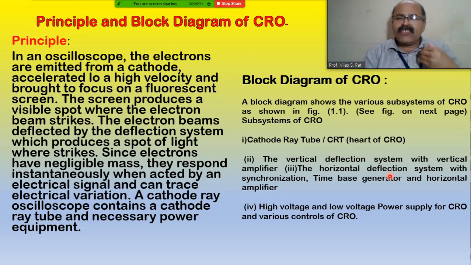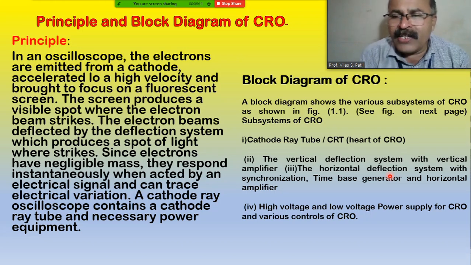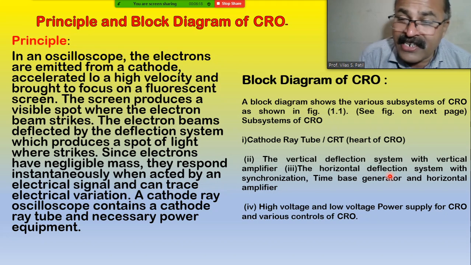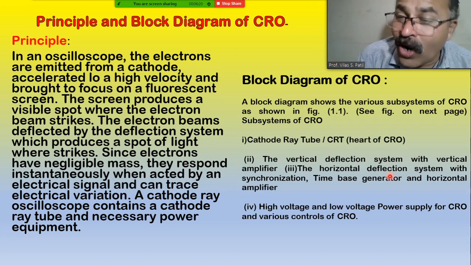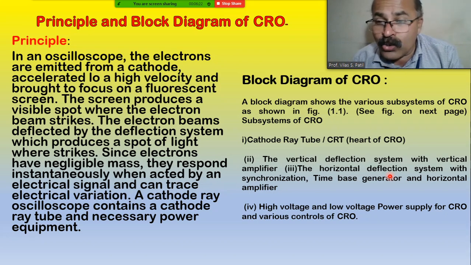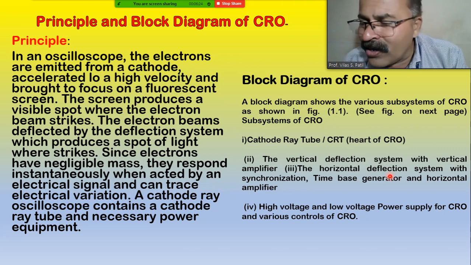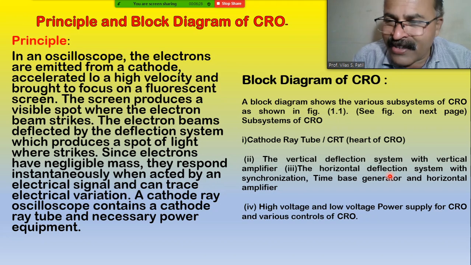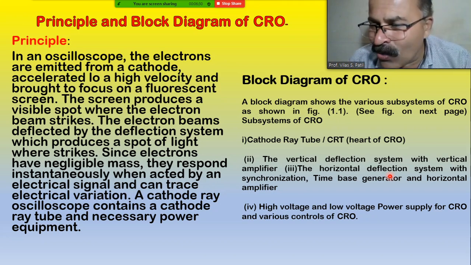In the case of the CRO, there is a step up transformer which gives the high voltage power supply, and that voltage is about 2.5 kilovolt to 3.5 kilovolt. That means the voltage will be in kilovolts, from 2,500 volts to 3,500 volts.